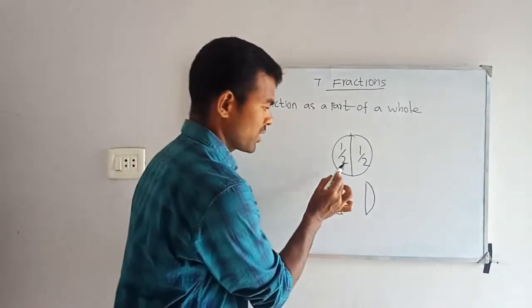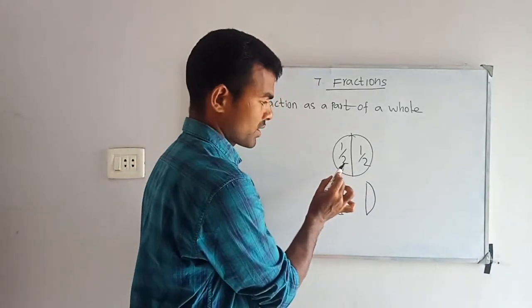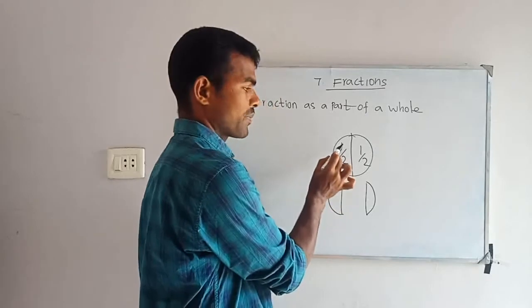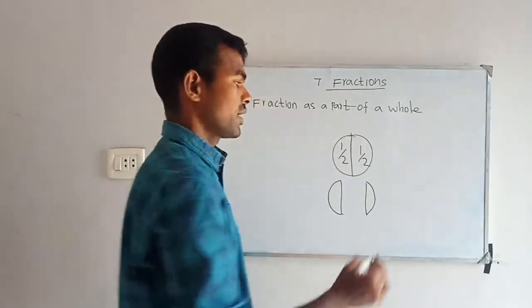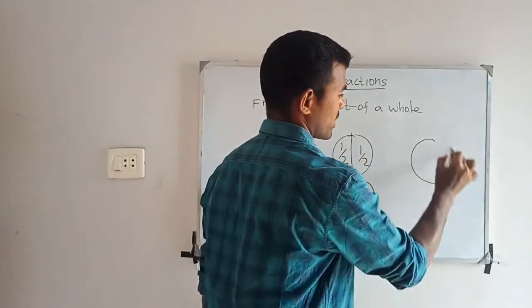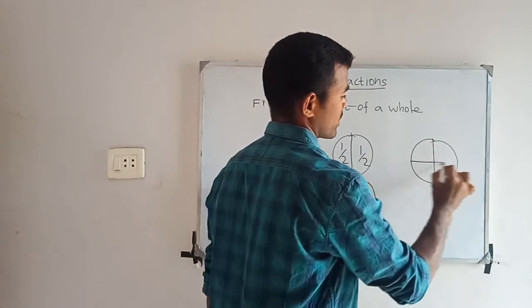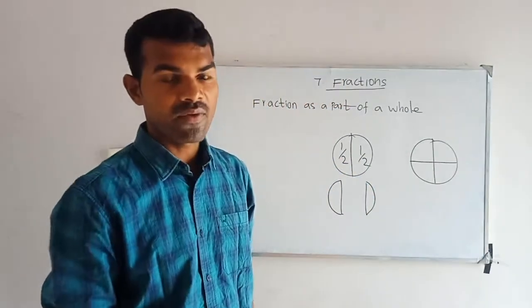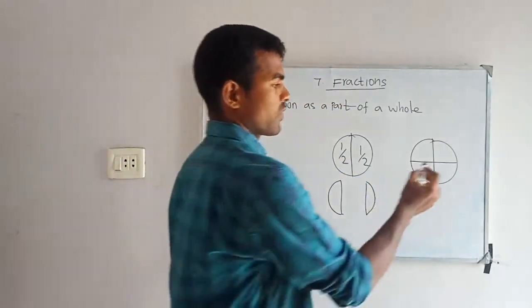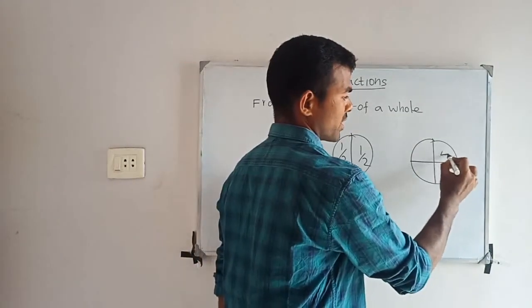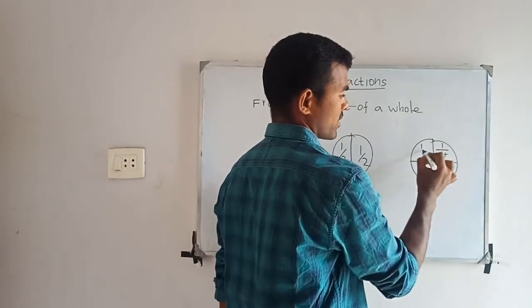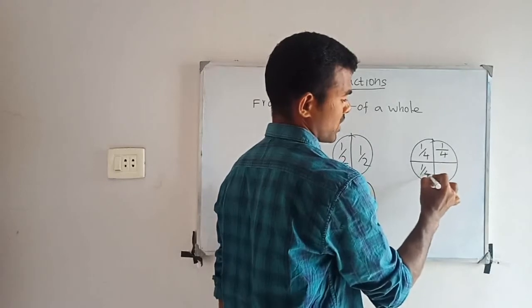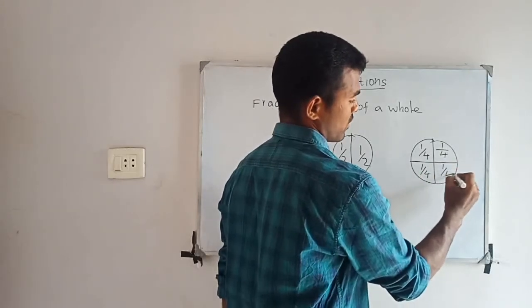So this is the denominator and upside is the numerator. Likewise, in the cake, if we cut 4 pieces, now there is 4 part. 4 part means in the denominator 4 and the numerator 1. Each part is 1 by 4.